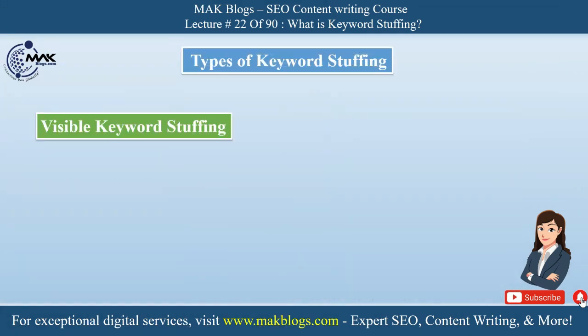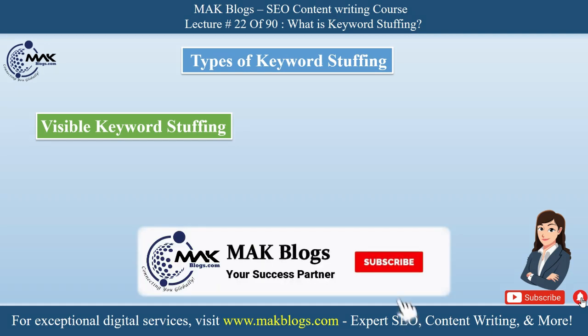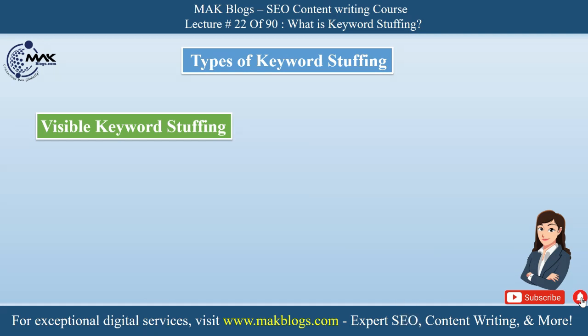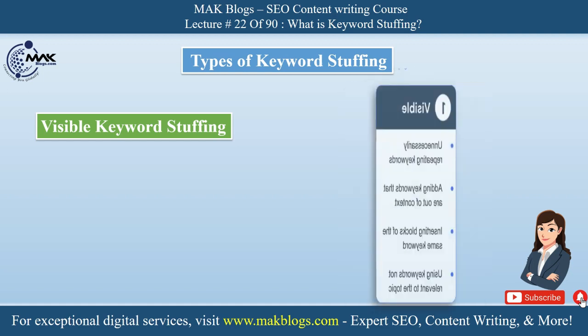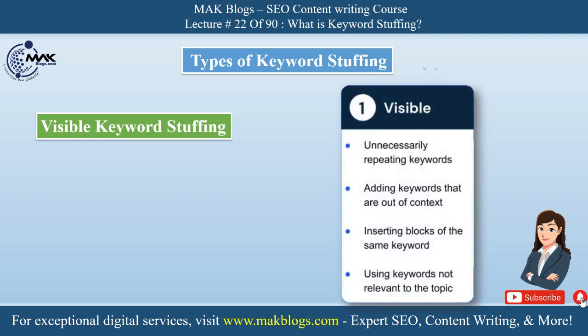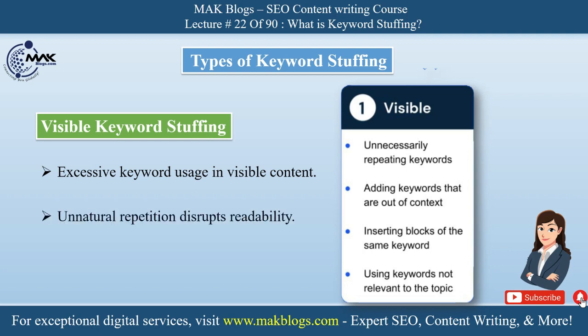Now we have types of keyword stuffing. There are two main types of keyword stuffing: visible keyword stuffing and concealed keyword stuffing. Search engines can pick up on both. Visible keyword stuffing involves excessively using keywords in the visible content of a web page. It's when keywords are unnaturally repeated throughout the text, disrupting its readability.